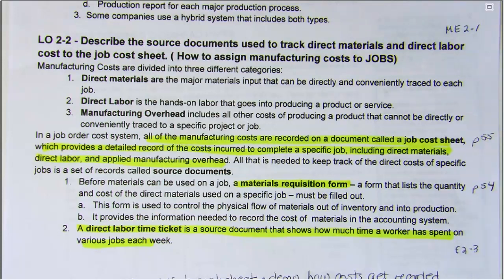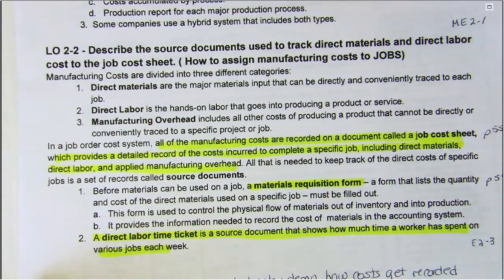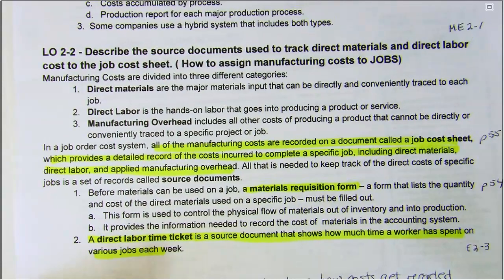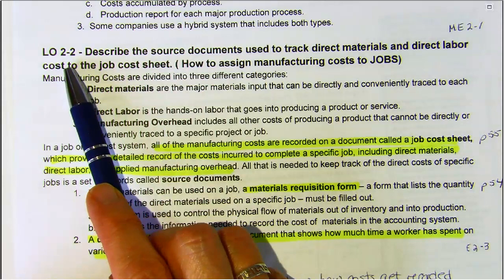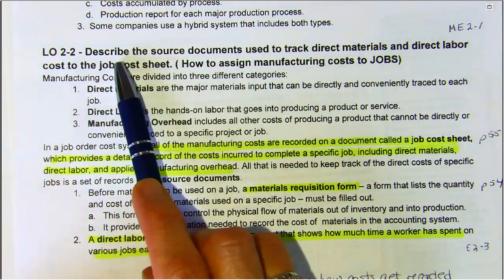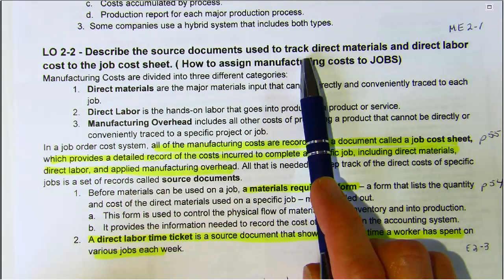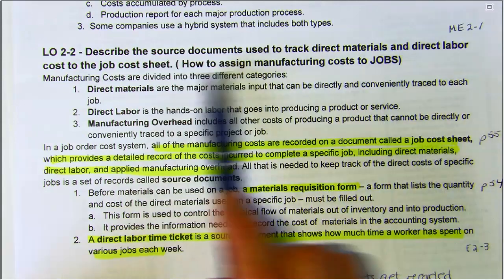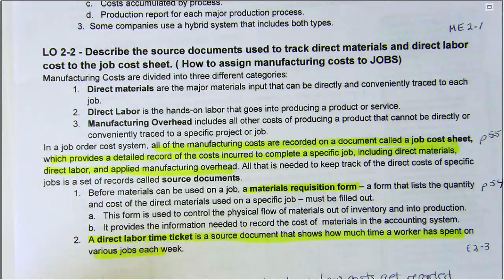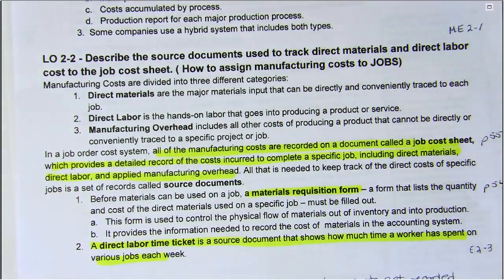Hi, welcome to the second mini lecture for Chapter 2. And in this lecture, we're going to focus on Learning Outcome 2-2, which is to describe the source documents used to track direct materials and direct labor cost to the job cost sheet. In other words, how to assign manufacturing costs to jobs.